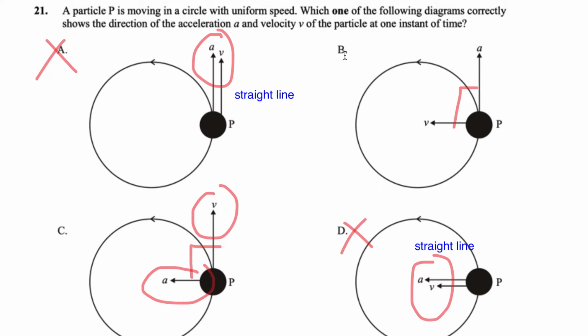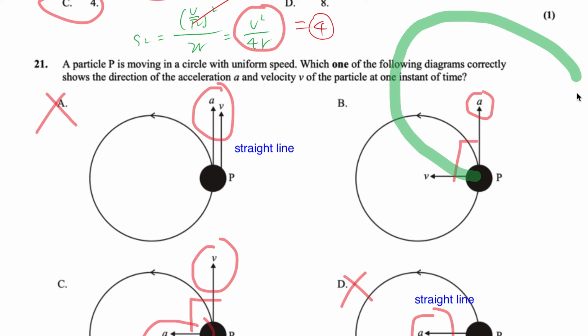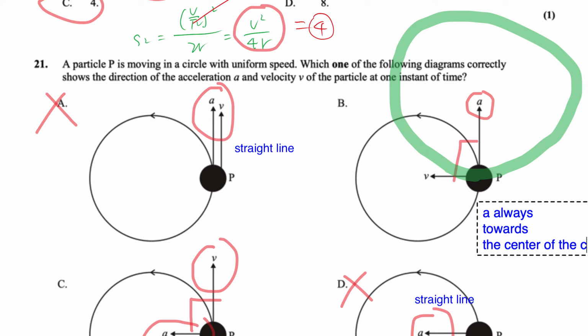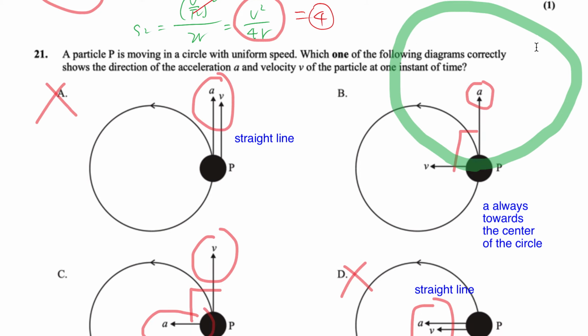This one would also be a straight line motion. For B, it's still a circular motion, but what kind of circular motion will you have? Acceleration is always towards the center of the circular motion. So if you have your velocity and acceleration in B, then the circular motion would be the gray version, because acceleration is always towards the center of the circle, not the speed. So if you have B, the circular motion looks like that.